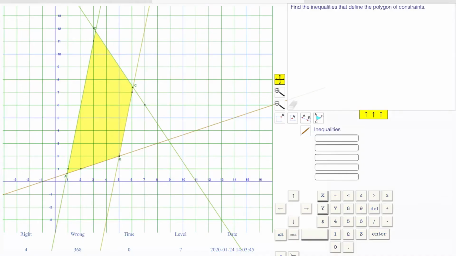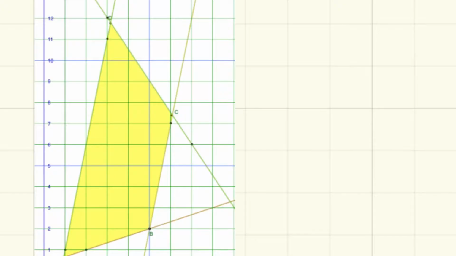Here's a level 7 type question. Find the inequalities that define the polygon of constraints. I'm looking at this line right here. I'm going to find some points. That's a good point, and this is a good point. My delta y is, I'm going from 12 down to 6, so delta y is negative 6. And delta x, I'm going from 3 to 7, so delta x is 4.